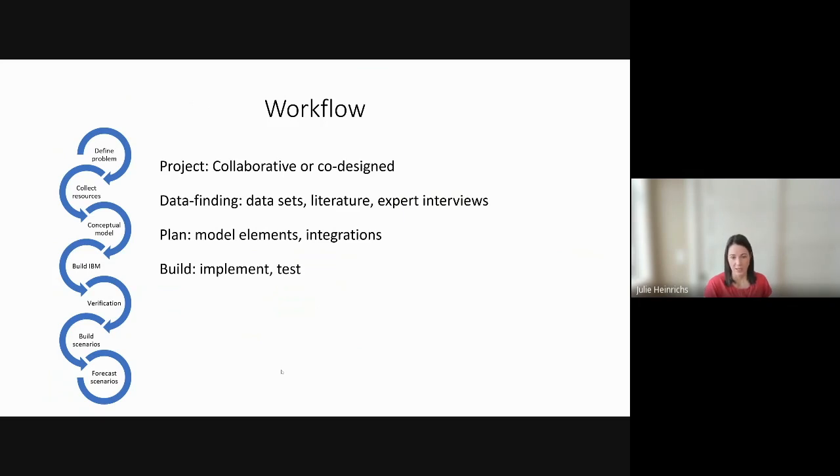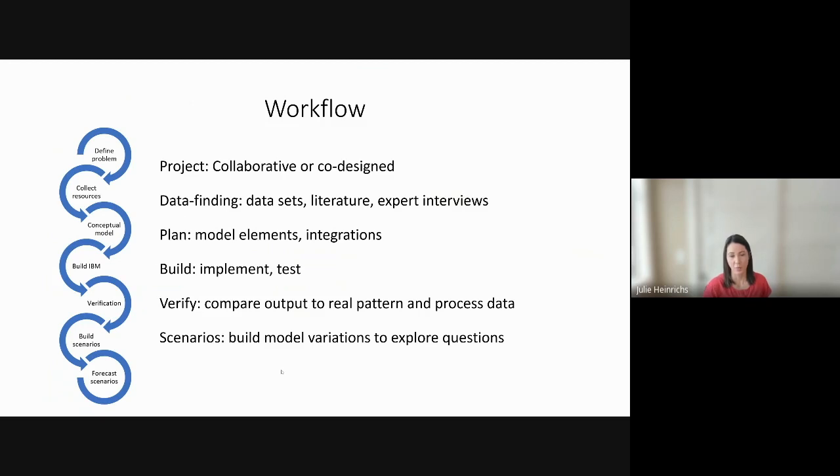We ultimately build and test it, and then verify the output that comes out of the model with some sort of real pattern and process data. So that could be where animals have been found in the past, or how they've moved through the landscape, or what habitat they've chosen to live in. Once we're happy with how that looks and it's approximating reality in a good way, we build these scenarios to look at variations to explore different questions, and then run those forward in time and collect our results.